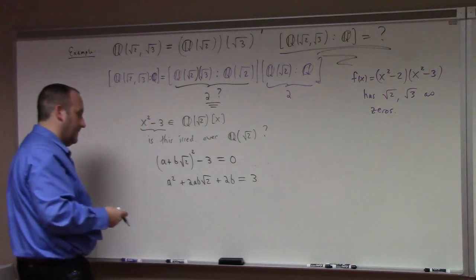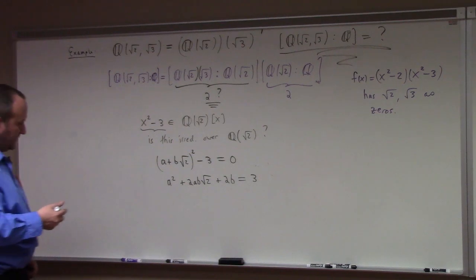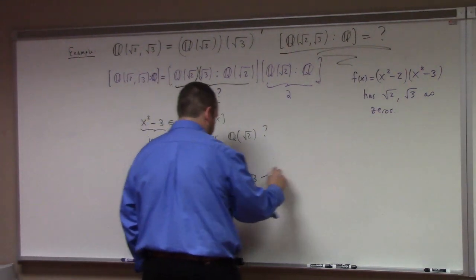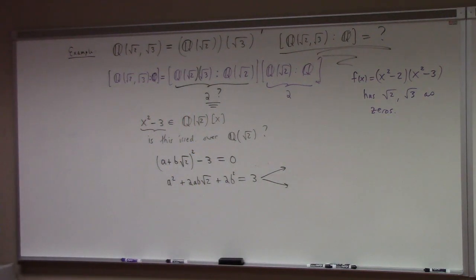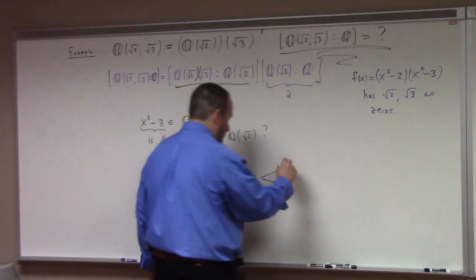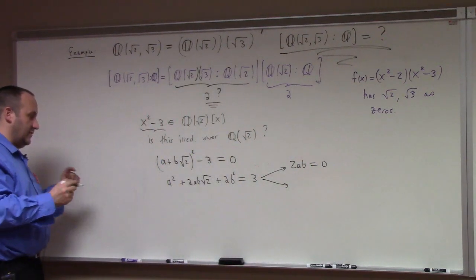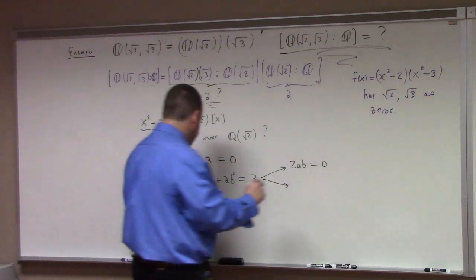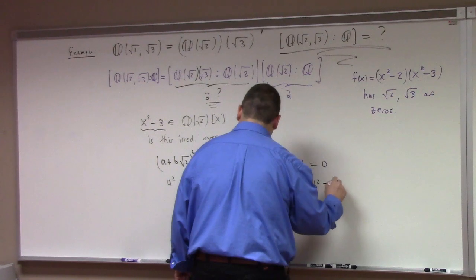squared, right? 2b squared, yes, equals 3. So I can see two things from that immediately, using the fact that Q adjoin root 2 is a vector space with basis 1 and root 2. So I can equate the coefficients: the root 2 coefficients give me that 2ab is equal to 0. And on the flip side, the coefficients of 1 give me a squared plus 2b squared equals 3.